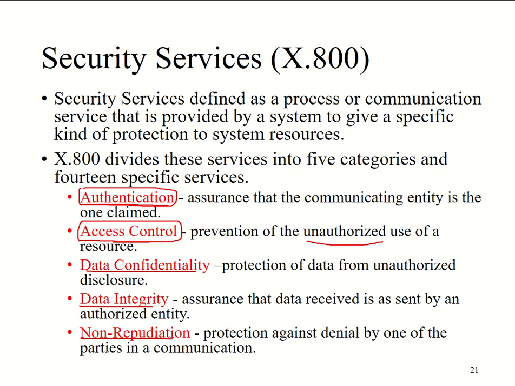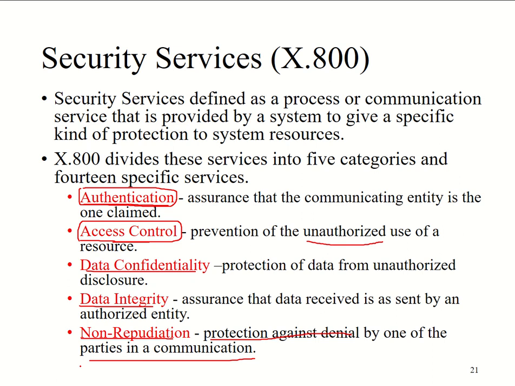The last one is called non-repudiation, which is basically, we said that someone might somehow block one of the resources of the system. So non-repudiation is protection against denial by one of the parties in the communication. If someone tries to block one of these services for the system, non-repudiation tries to prevent this from happening or protect from denial of services. Try to make sure that all the services are available.